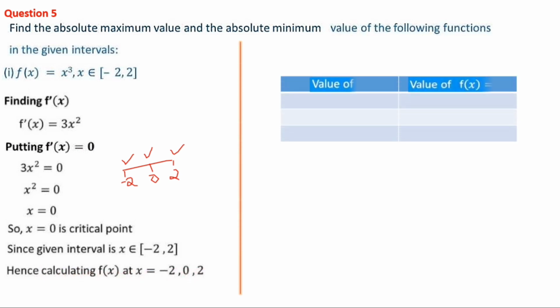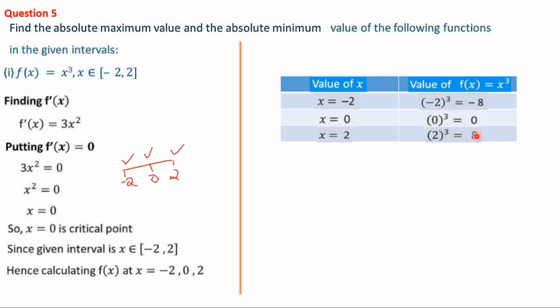So let's find out the value of x and value of f of x. Value of x means we have three values, minus 2, 0, and 2. X is equal to minus 2 means f of minus 2 we have to calculate, means minus 2 the whole cube. Minus 2 the whole cube is minus 8. Then when we put x is equal to 0, f of 0 means 0 cube, that is equal to 0. The last one, x is equal to 2 means f of 2 means 2 cube. 2 cube is 8. So you can see here we have to find out the absolute maximum and absolute minimum.